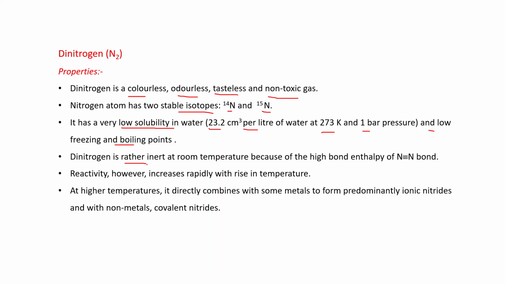Dinitrogen is rather inert at room temperature. Why inert? Because of the high bond enthalpy of the nitrogen-nitrogen triple bond. But reactivity increases rapidly with rise in temperature. At high temperatures, it directly combines with some metals to form predominantly ionic nitrides, and with non-metals to form covalent nitrides. With metals, ionic nitrides are formed, and with non-metals, covalent nitrides are formed.